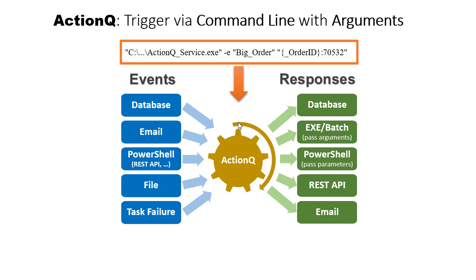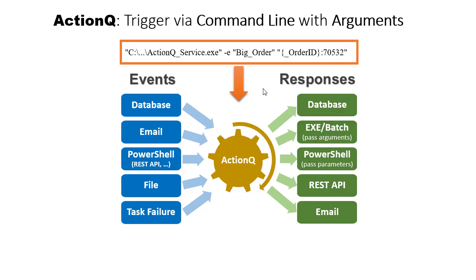You can now trigger ActionQ events by calling a command line and passing any number of arguments. The command line starts with a path to the ActionQ service, a -e flag standing for please execute, the name of the event. Each argument is constructed as a name of a token, colon, and the value of the token.